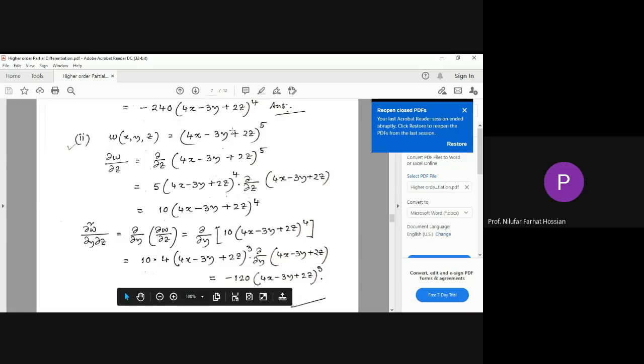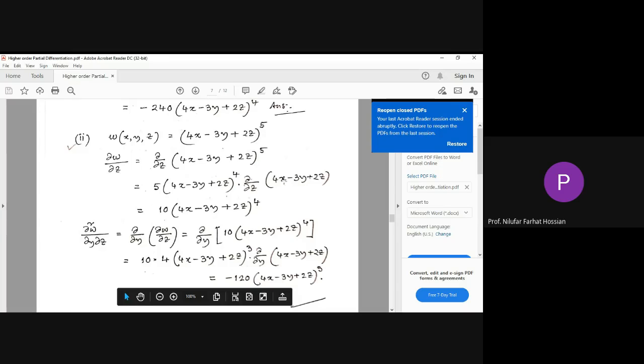Here this inner part should be considered as your z, because your partial derivative is with respect to z. So z to the power 5 will give you 5z to the power 4. Now, this is not simply z, so you have to perform the partial differentiation of this whole thing with respect to z. So it will be multiplied by del z of this whole thing.